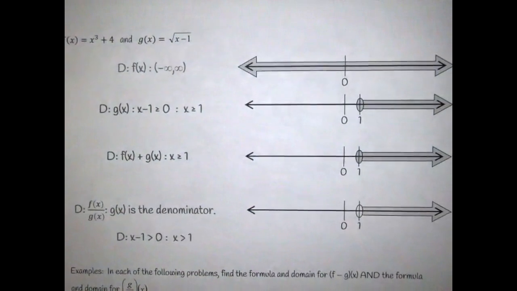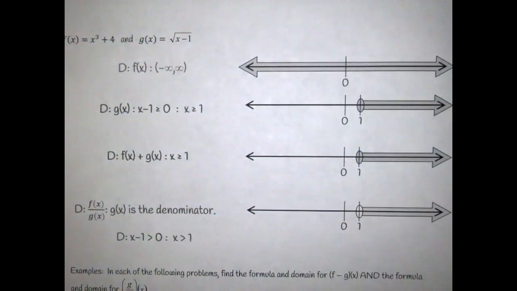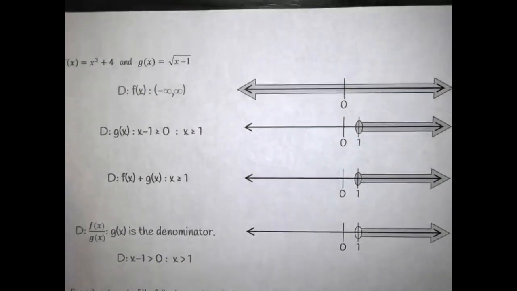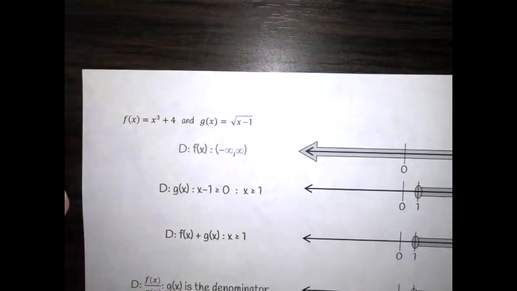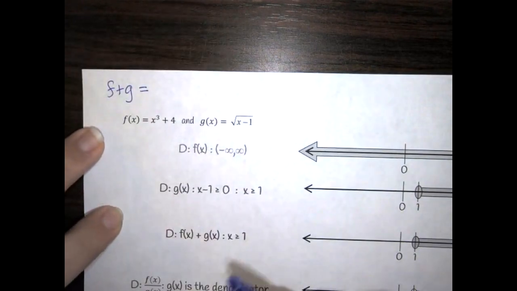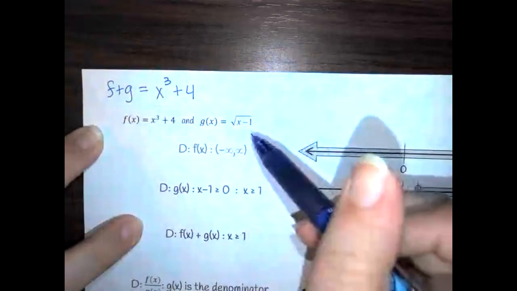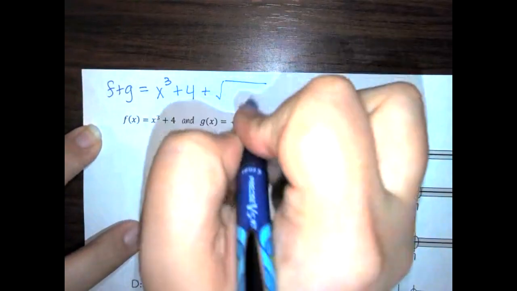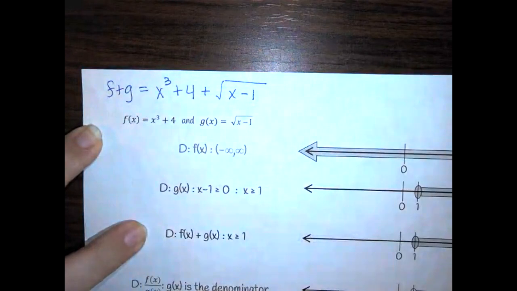Alright, so here again we're doing the same thing. We need to first find f plus g, and then f divided by g, and then we need to find the domain of f divided by g. So first let's look at finding f plus g. F is x cubed plus 4, and g of x is the square root, so plus the square root of x minus 1, and that's f plus g.